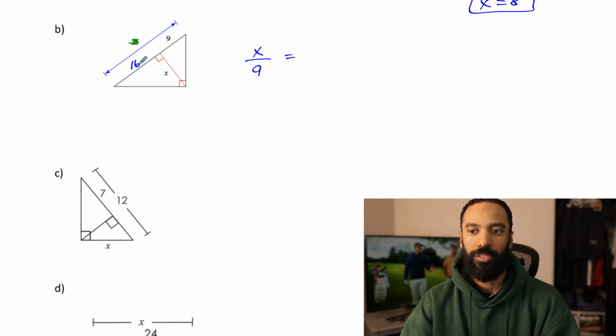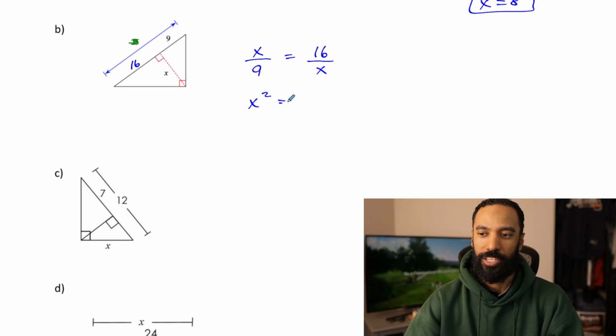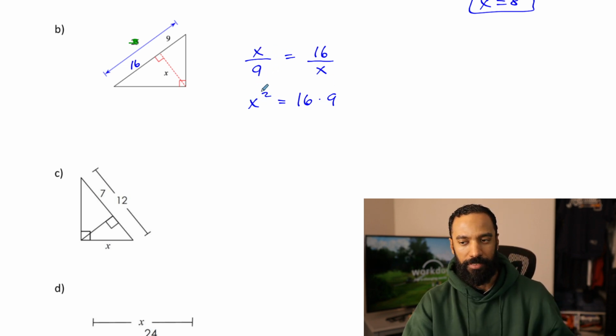Did I say medium small? Let's go medium small again. Long leg of the medium triangle is 16. Long leg of the small triangle is x. When I cross multiply, I get x squared is 16 times 9. X is truly the geometric mean of 16 and 9.